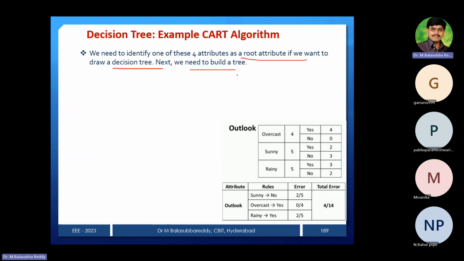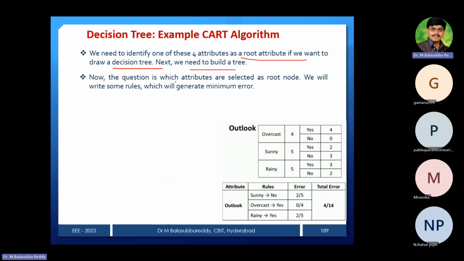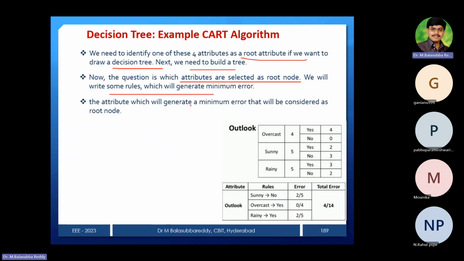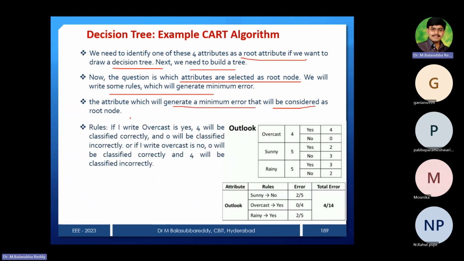Next, we need to build a tree. Now the question is, which attribute is selected as a root node? We will use some rules that generate a minimum error. So in this, we have to calculate which one has the minimum error. That attribute will be the root node. So the attribute which generates the minimum error will be considered as the root node.